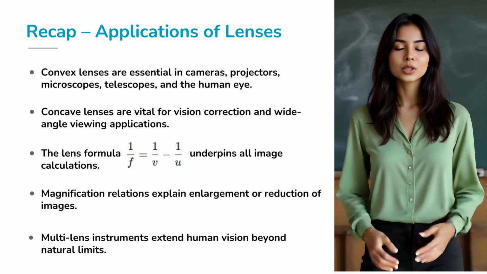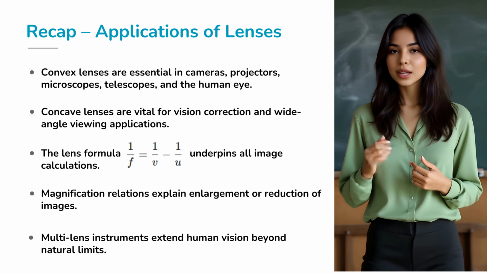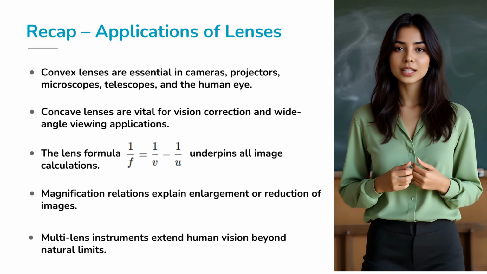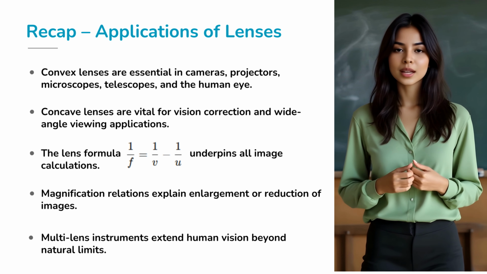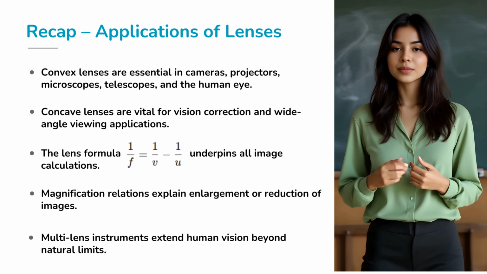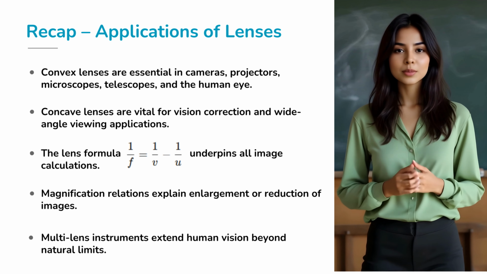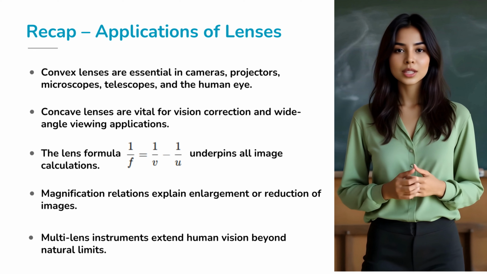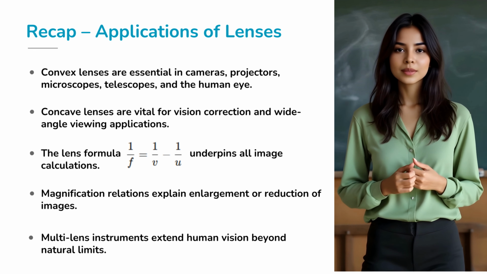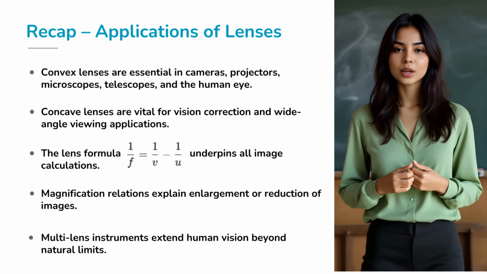So let's tie it all together. Convex lenses power cameras, microscopes, telescopes, and even our eyes. Concave lenses help in vision correction and wide-angle viewing. The lens formula, 1 divided by f equals 1 divided by v minus 1 divided by u, is our guiding tool to calculate where images form. And magnification tells us whether the image grows larger or smaller.